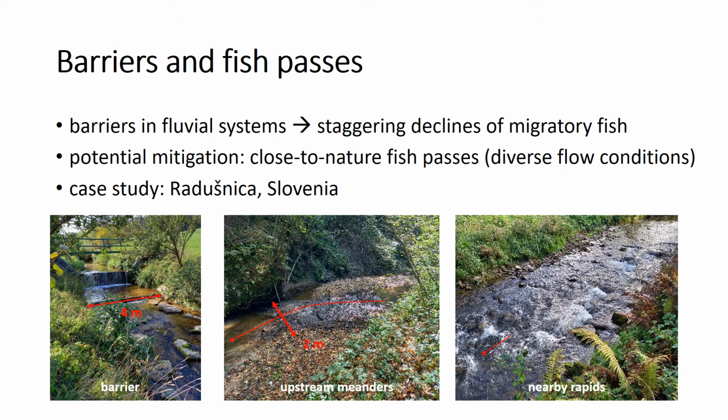Photos show the present state at low flow conditions. On the left is the barrier that should be replaced with a fish pass. The other two photos show the natural conditions that we want to reproduce in a fish pass: the meandering section and the rapids.